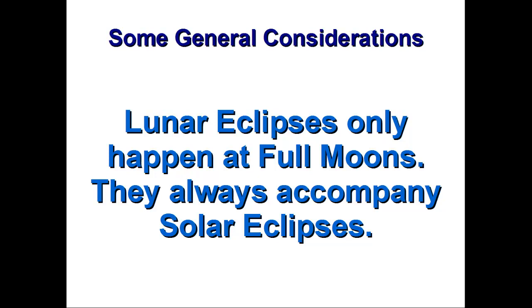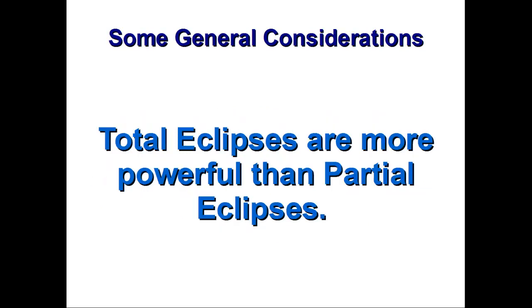Sometimes we'll get a lunar eclipse both before and after a solar eclipse, but more typically it's one or the other, either 2 weeks prior to or 2 weeks after the date of the solar eclipse. But just remember that every lunar eclipse happens at a full moon, and that they will always be occurring along with a solar eclipse. We never get a lunar eclipse happening by itself without a solar eclipse occurring nearby.